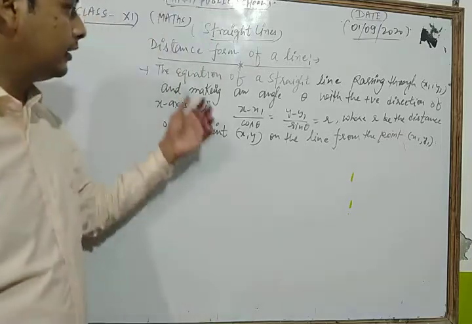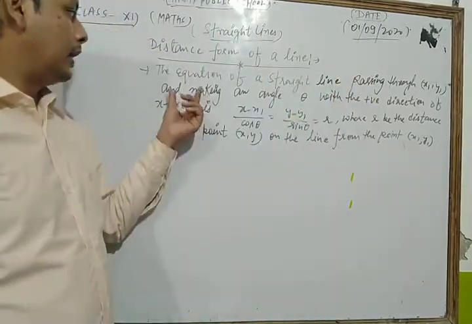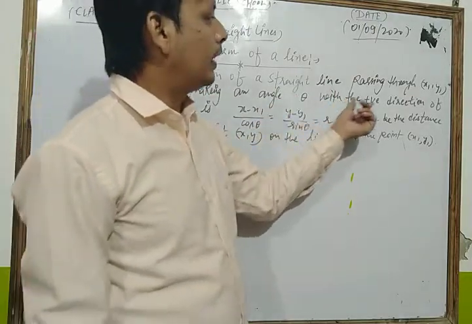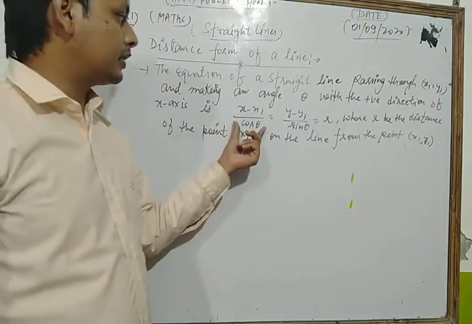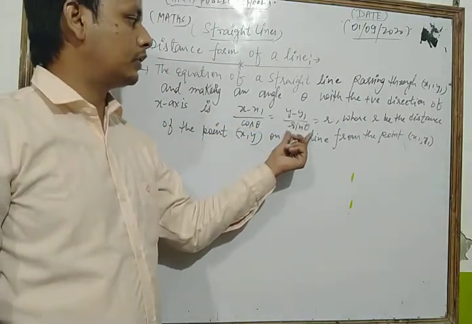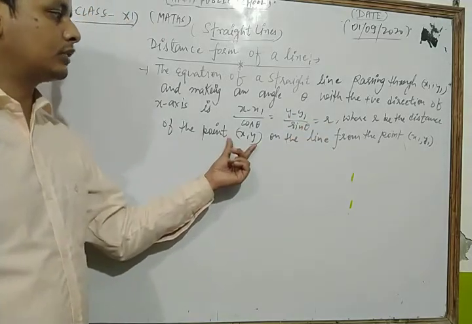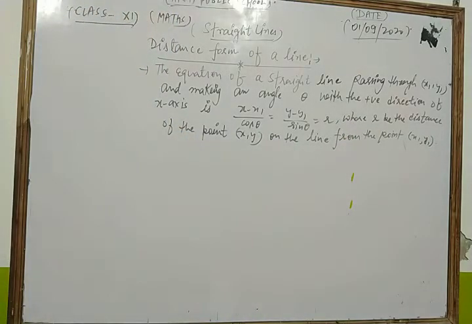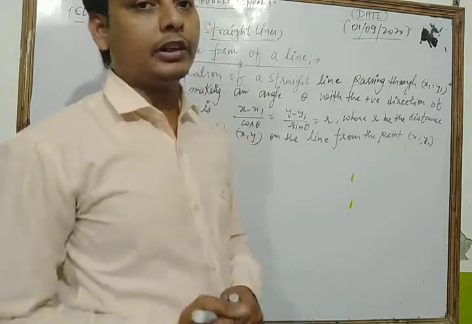Let's see once more time here. The equation of a straight line passing through x1 y1 and making an angle theta with positive direction of x-axis is x minus x1 upon cos theta is equal to y minus y1 upon sin theta is equal to r, where r is the distance of the point xy on the line from the point x1 y1. Now look, dear student, from the figure, let's see.